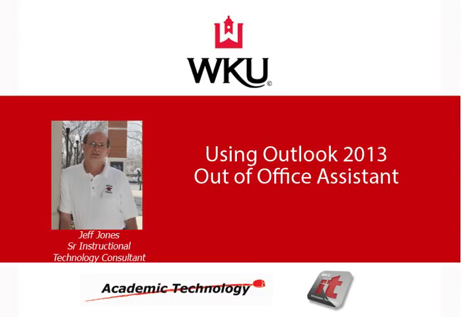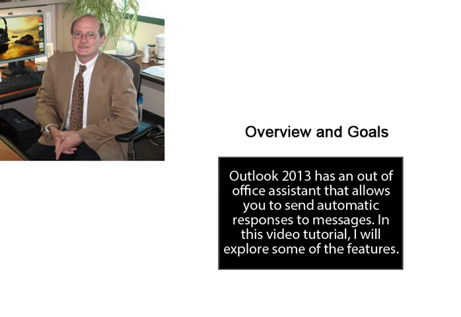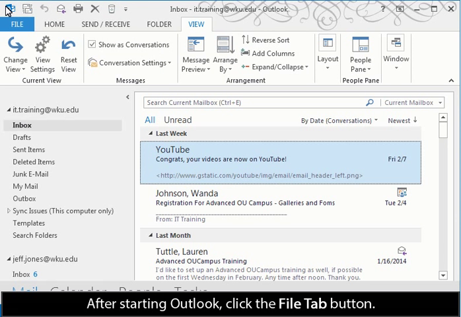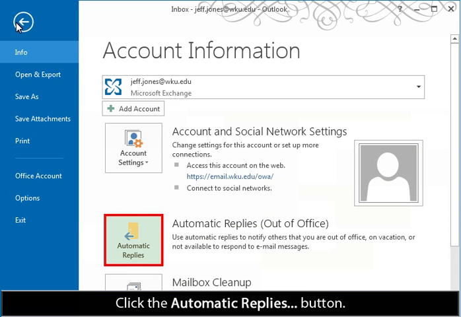Out-of-Office Assistant. Outlook 2013 has an out-of-office assistant that allows you to send automatic responses to messages. In this video tutorial, I will explore some of the features. After starting Outlook, click the File tab button. Click the Automatic Replies button.